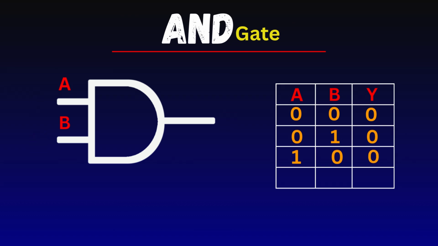Finally, we have two inputs, 1 and 1. Now, we don't have any low inputs. That's why the output will be 1.